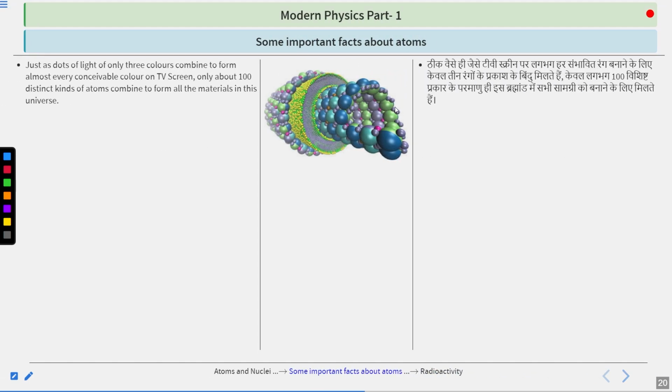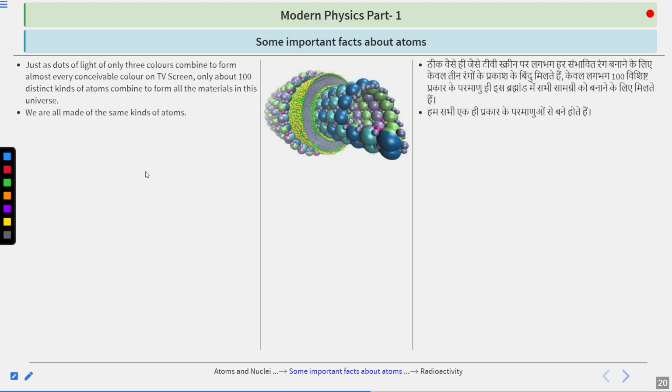Now, what are some important facts about atoms? First, just as dots of light of only 3 colors combine to form almost every conceivable color on a TV screen, only about 100 distinct kinds of atoms combine to form all the materials in this universe. Like the 3 primary colors we know, red, blue and green, these could be combined to form almost any conceivable color on a TV screen. That's how only 100 distinct kinds of atoms could be combined to form almost all the materials in this universe.